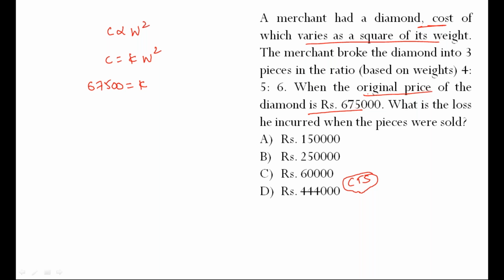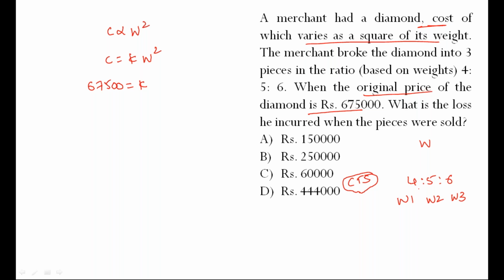Okay, what is the weight? Now see this. The diamond is broken into pieces. The merchant broke that into pieces. The pieces are now in the ratio 4:5:6. Total weight is divided into 3 pieces: W1, W2, and W3. Okay, that diamond is broken into 3 pieces.